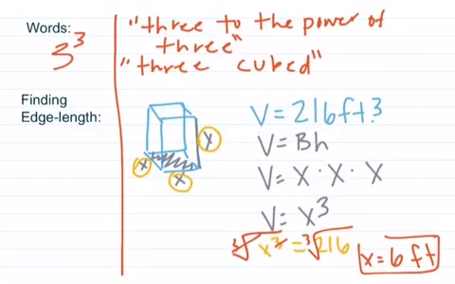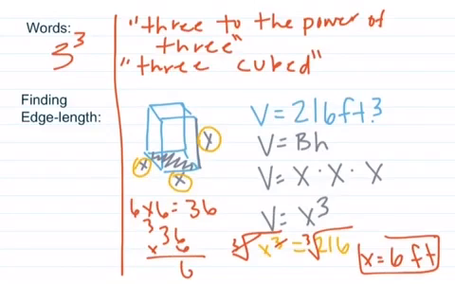And we could check that because 6 times 6 is 36. And 36 times 6, 36, 18, 19, 20, 21, gives us 216. Okay, so it's the same concept as the previous lesson. It's just with a cube rather than a square.